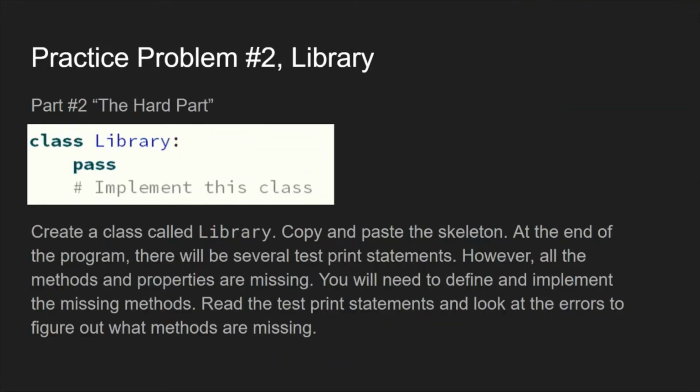All right, part 2, the hard part. Create a class called library. Copy and paste the skeleton in the description, although the skeleton's going to be very bare bones. At the end of the program, there's going to be several test print statements just like before. All the methods and properties are missing from the library class. You will need to define and implement all the missing methods.